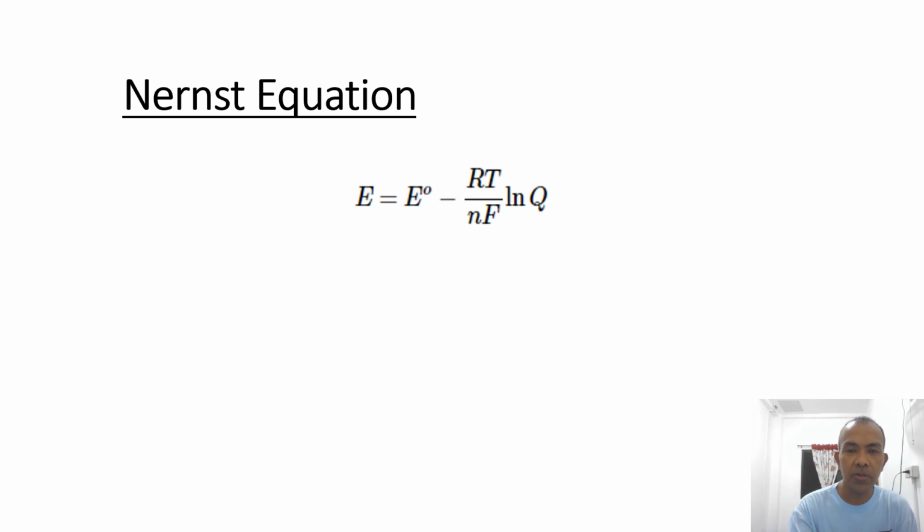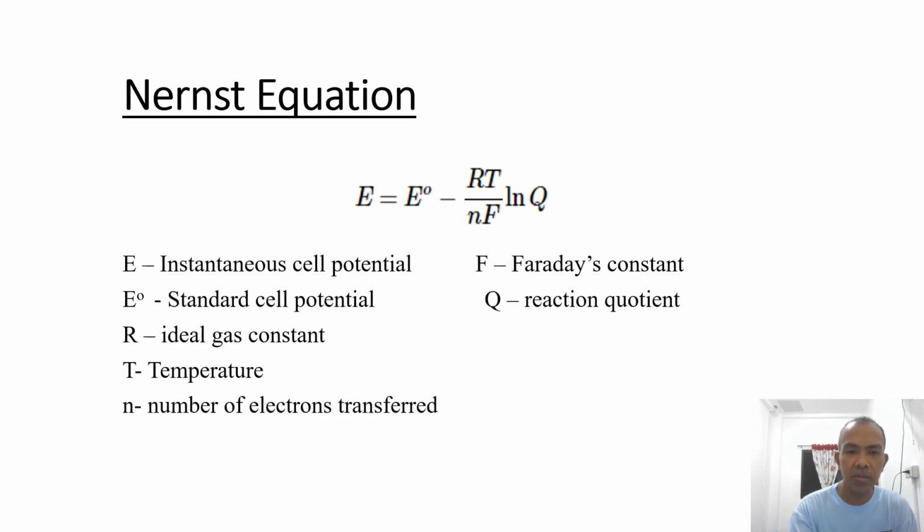Here is the Nernst equation. E is the instantaneous potential. E naught is the standard cell potential. R is the ideal gas constant. And T is temperature, either in centigrade or in Kelvin. We will assume the reaction takes place at 25 degrees Celsius or 298 Kelvin. N is the number of electrons transferred. F is Faraday's constant. Q is the reaction quotient.